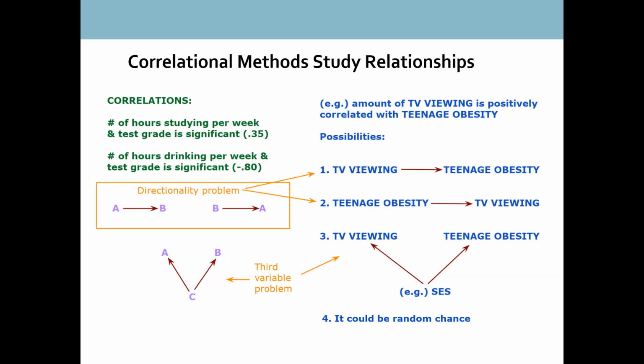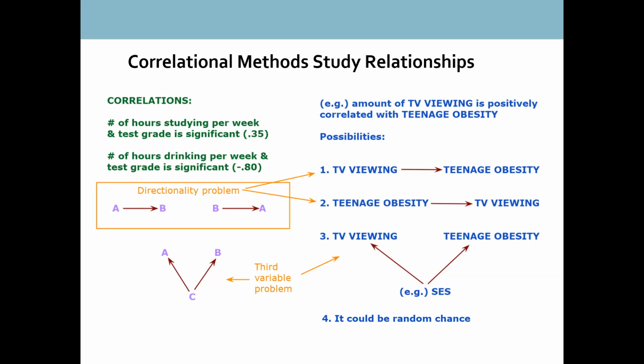You could run experiments. You could go back to the experimental method to try to determine which one of these possibilities is the accurate one. Okay, so that's correlations. Just keep in mind that it's a way to see if variables are related, how strongly they're related, and the nature of the relationship, positive or negative.